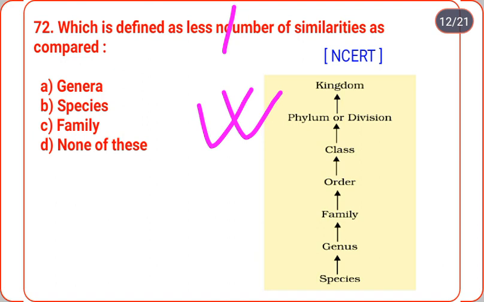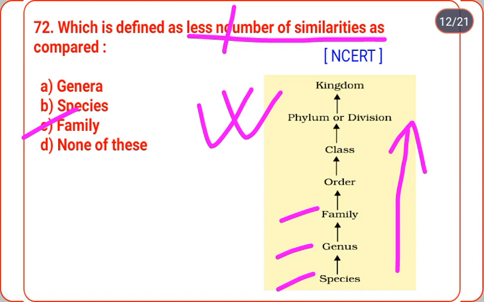In this question, the options are genera, species, and family. Among these three, the least number of similarities will be in the case of family. So option C is correct. If we go from species to kingdom, common characters will decrease. Among species, genus and family, family will have the least number of similarities.